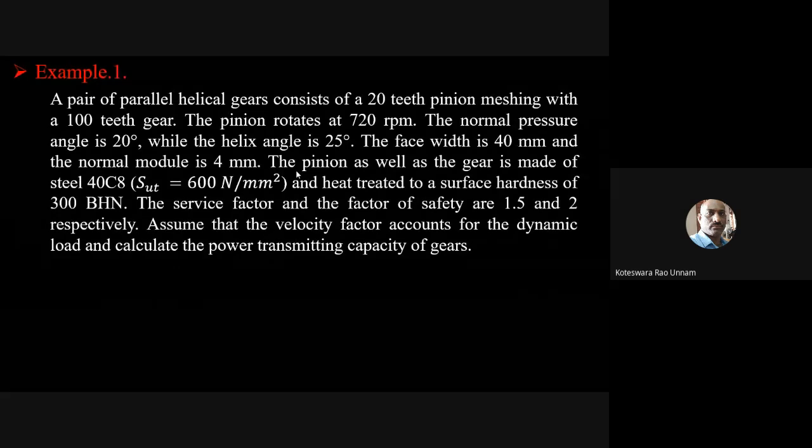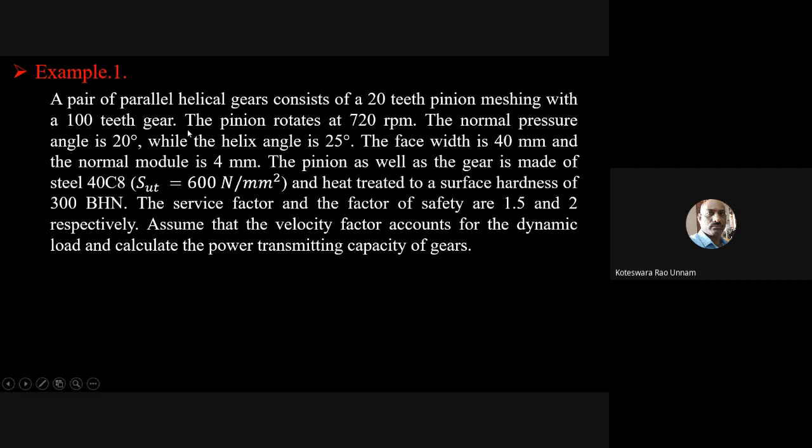Okay, so we'll see the solution for this now. First I'll read the problem data, then we'll see the solution. A pair of parallel helical gear consists of 20 teeth pinion meshing with a 100 teeth gear. The meaning of parallel helical gear is that the axes of the two shafts which connect these helical gears are parallel to each other. Then these two helical gears are called parallel helical gears.